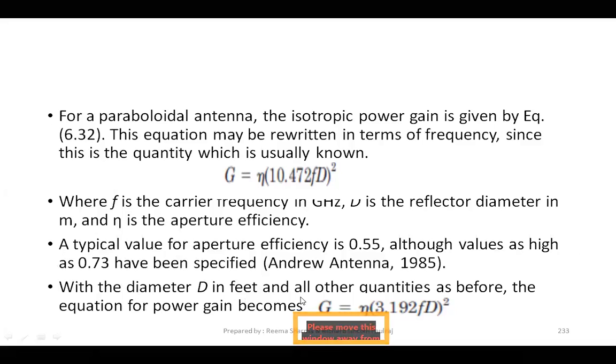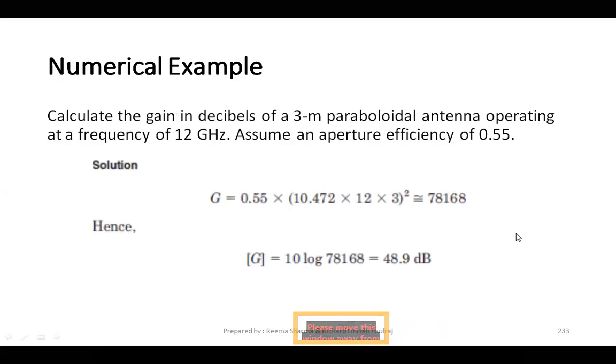With the diameter d in feet and all other quantities as before, if the diameter is mentioned in feet, then the value of gain also changes. It becomes 3.192 f d, where d is the diameter of your antenna and f is your carrier frequency. You can see that the fractional number here changes based on what kind of antenna is being employed. So we will look into this simple problem here.